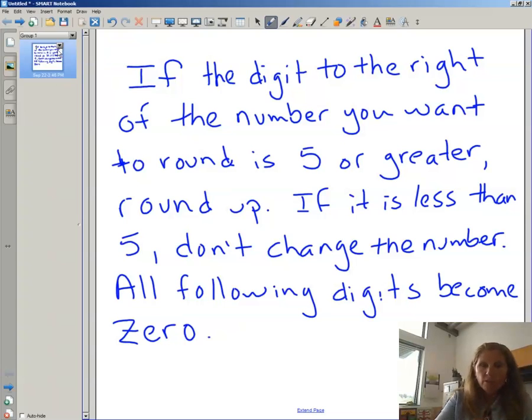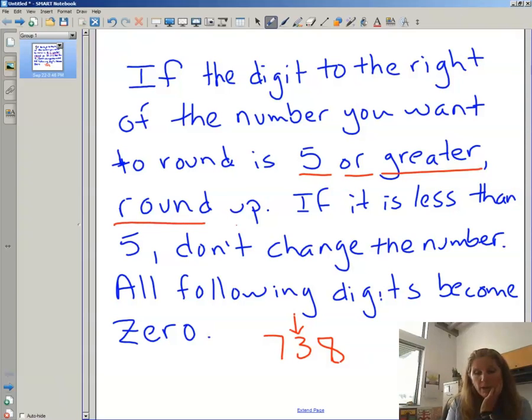So let's give an example. Let's say I was going to round this number 738 to the tens place. I would look at the tens, okay? That's the number I want to round. To decide whether I'm going to go up or down, I look one to the right, and the number on the right is 8. If it's 5 or greater, I round up, and that's what's happening here. So because it was more than 5, I'm going to round that 3 up, and that becomes 4, and then everything following that becomes 0. So 738 is about 740 rounded to the tens.